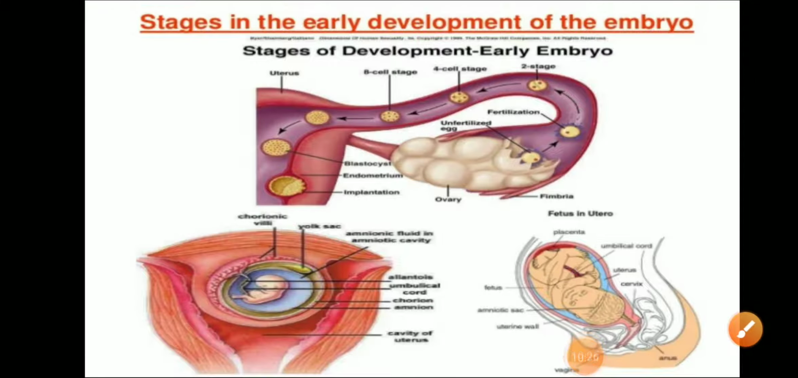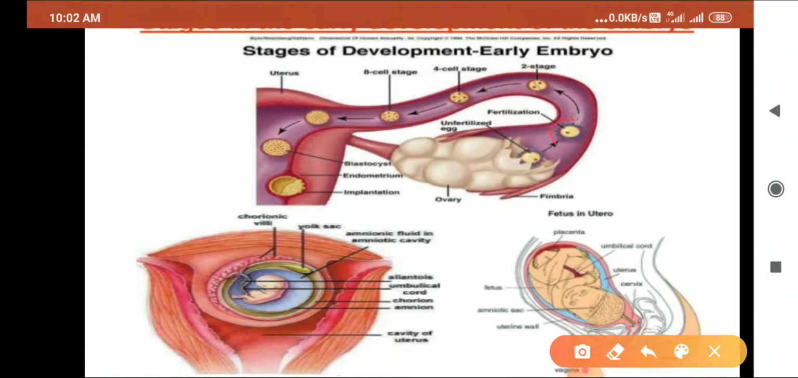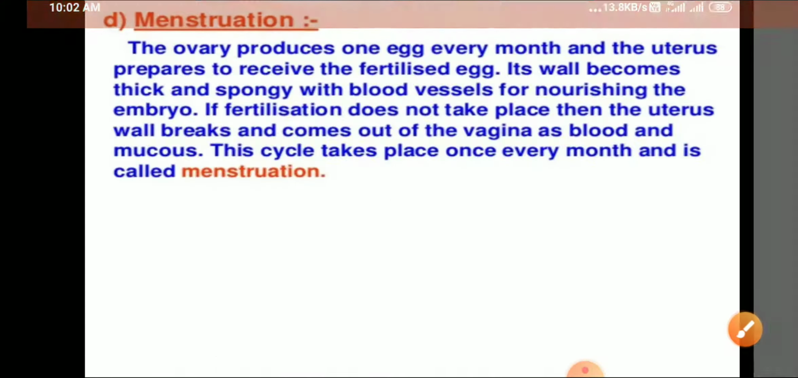Next, here we have the stages in development of the embryo. The very first stage, when the ova is released, then we have fertilization. Here the fertilization will take place. Then we have the 2-cell stage, then the 4-cell stage, then the 8-cell stage, and we have the blastomere, blastocyst. Then it gets attached to the endometrium uterine wall, and this is termed implantation. So in this way, the developing embryo gets nutrition through the umbilical cord, the placenta.